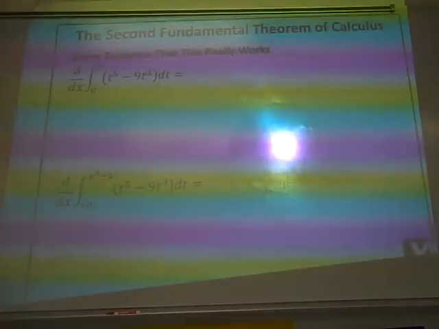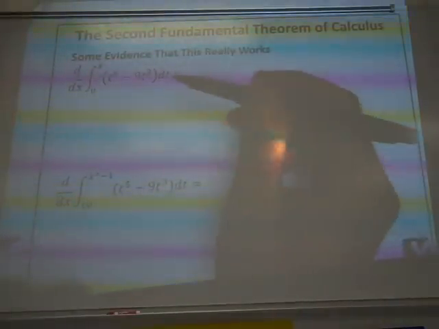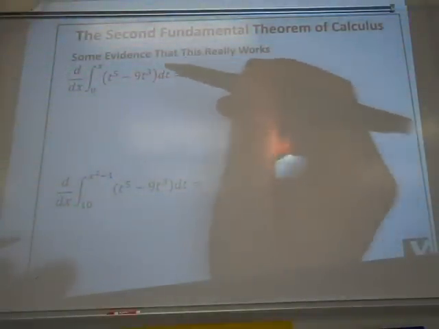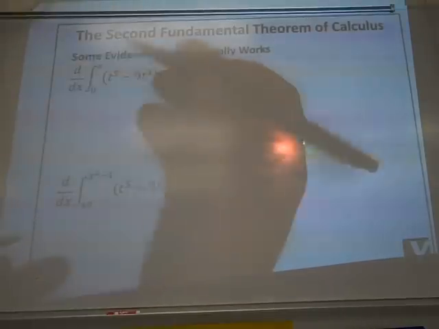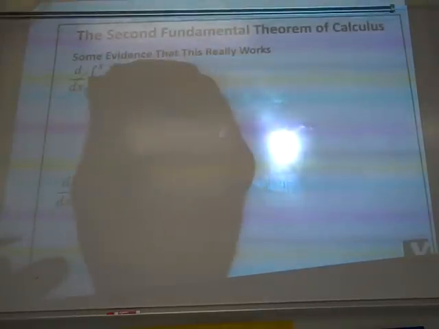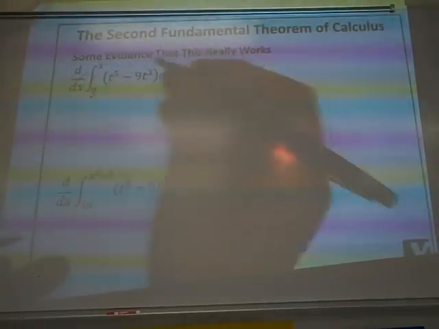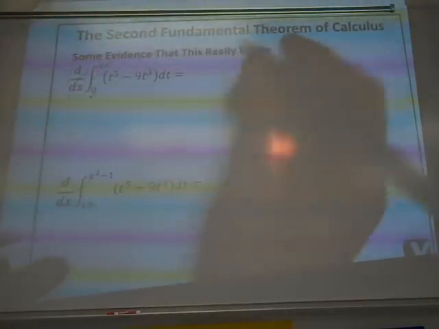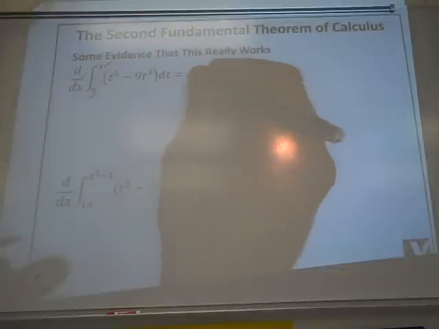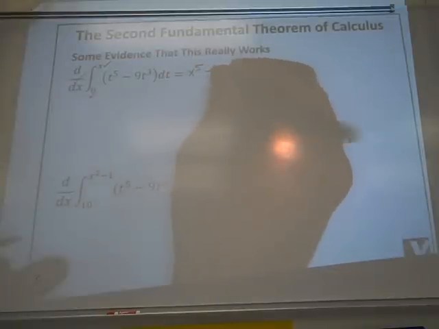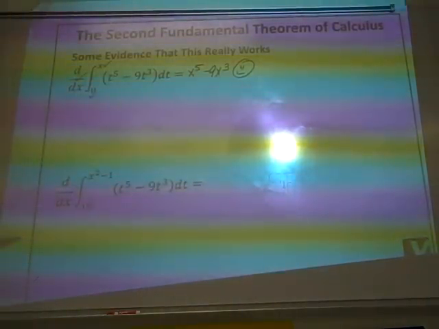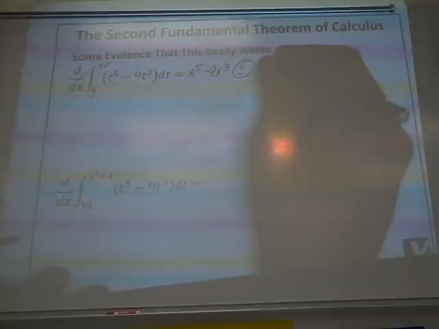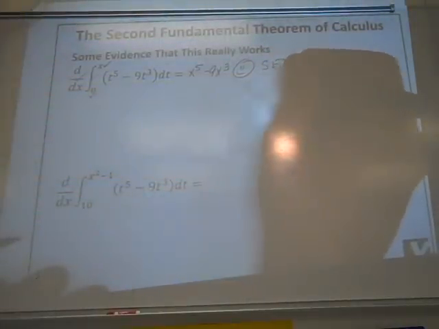So I want to provide everybody with some evidence that I'm not just making this up. If I apply the second fundamental theorem of calculus, which I can, I have the derivative of an integral from a constant up to x. The final answer is just x to the fifth minus 9x cubed. Happy day. That took about 2 seconds to do all that work. That's thanks to your second fundamental theorem of calculus.